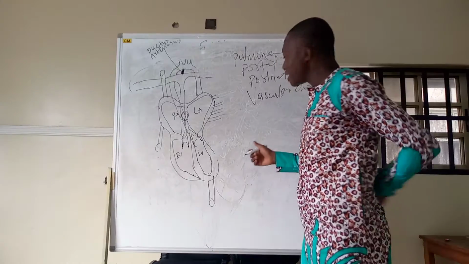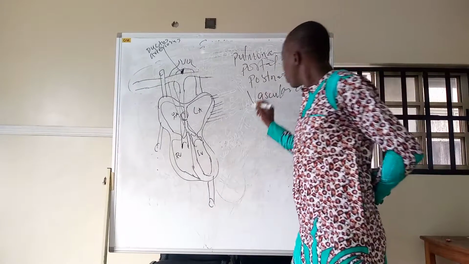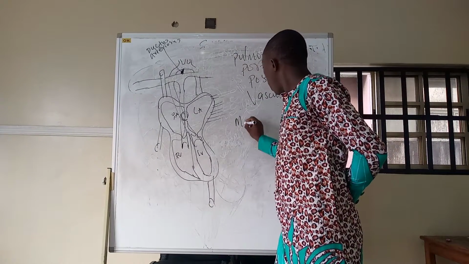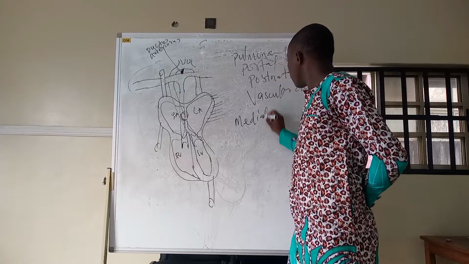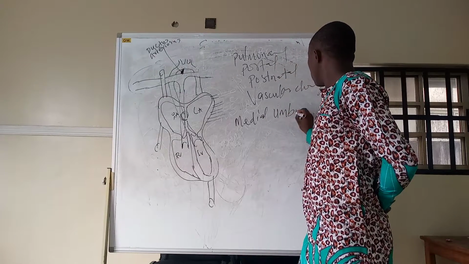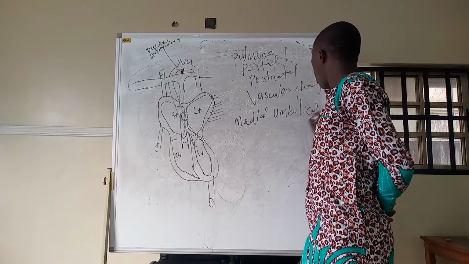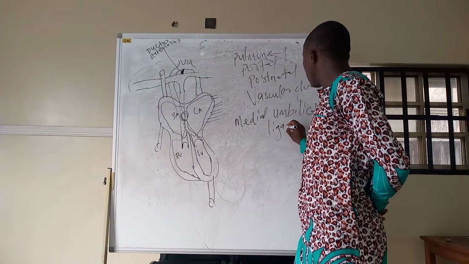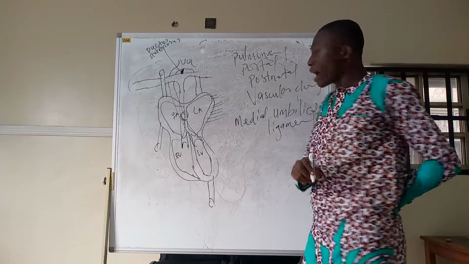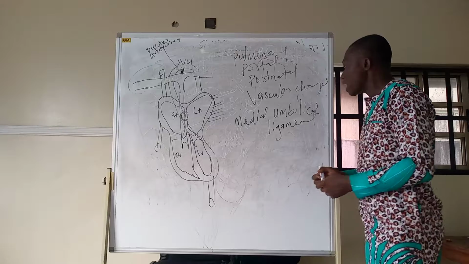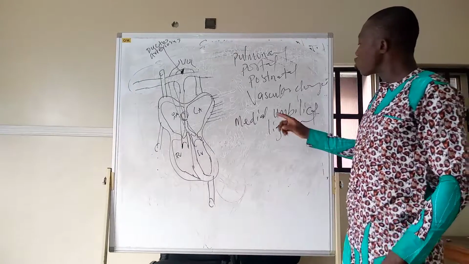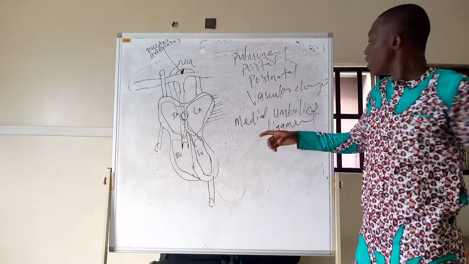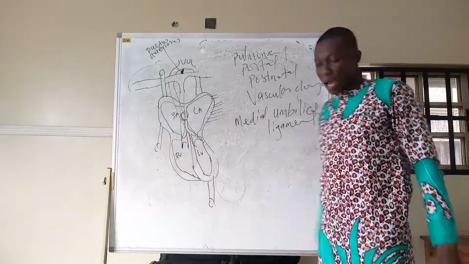Number 1 is that the umbilical arteries change to medial umbilical ligaments. What that means is, if you open your body now as a normal person, in place of the umbilical artery, what you have is a fibrous tissue that is called the medial umbilical ligament.